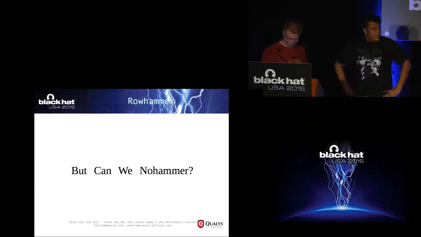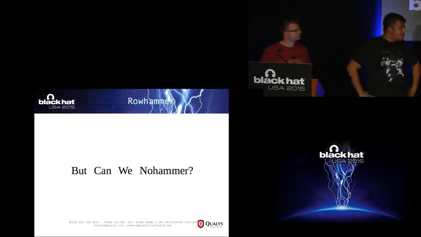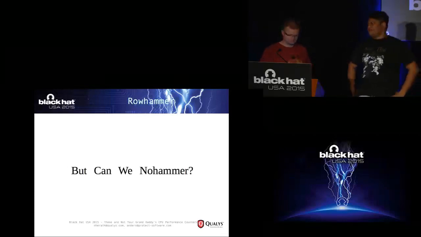Okay. So now we are going to start. We're going to look at how we can mitigate a low-level problem like row hammer using the performance counters.